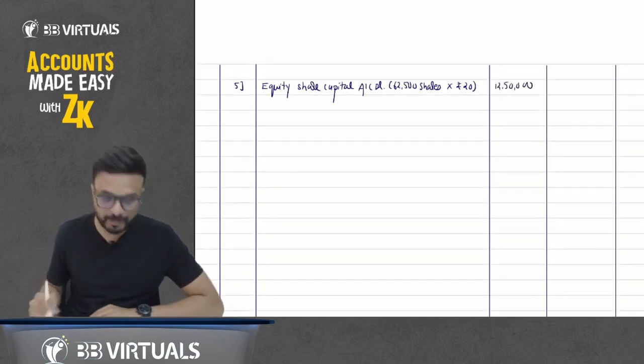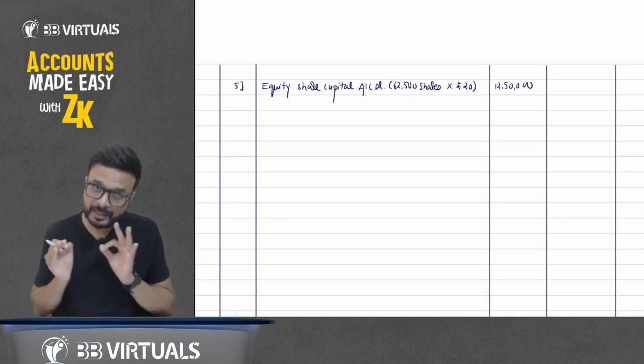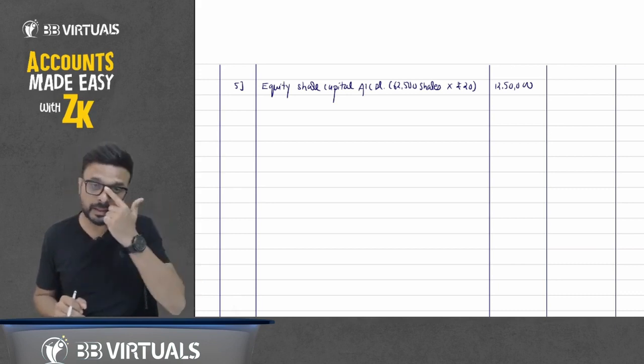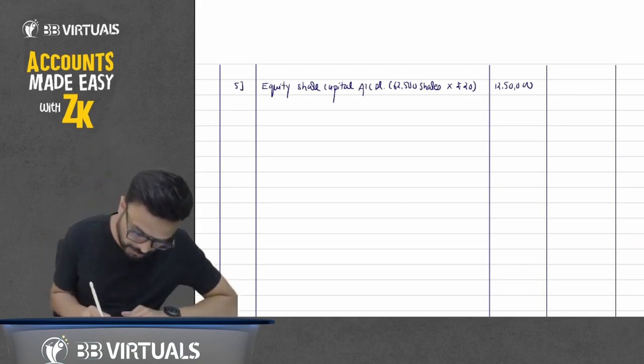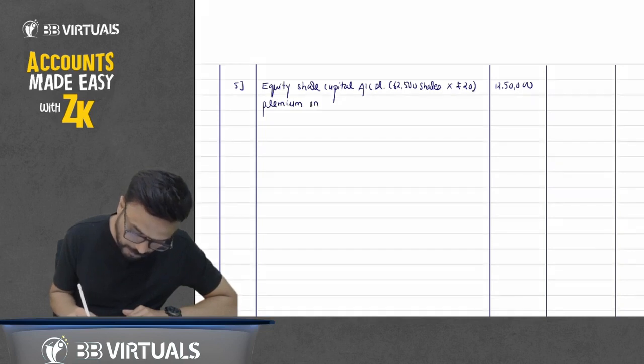Why have we multiplied by 20? Remember one thing: we always record capital at face value. The face value is rupees 20, but we are paying 36. What about the 16? That is premium on buyback. So write down here, premium on buyback.